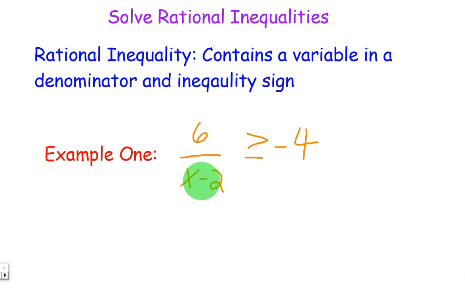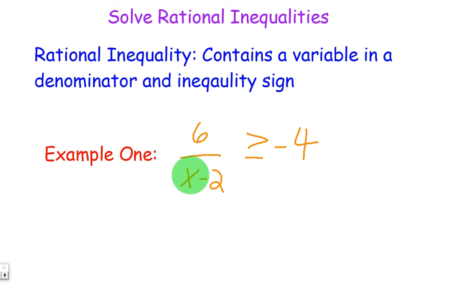So that is one thing to point out about rational. Not only is it going to involve a fraction, but that fraction will have a variable in the denominator, as we can see in this example. And it will have an inequality sign. In this case, it's greater than or equal to. So let's read this example together. 6 over x minus 2, the quantity, is greater than or equal to negative 4. So we have a rational inequality. We have an inequality sign, and we have a variable in the denominator.